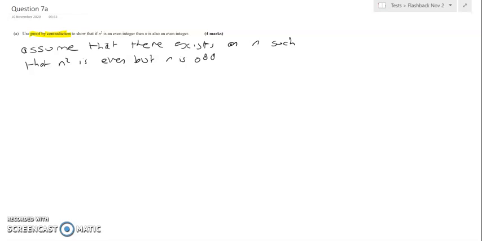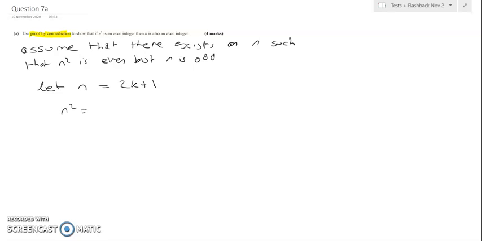So remember, your assumption statement is a negation of the thing that you're trying to prove. And because this is if n squared is even, then n is also even, then the negation statement is always if n squared is even, then n is odd. So it's the opposite of the second bit. So if n is odd, then we can say let n equal 2k plus 1.